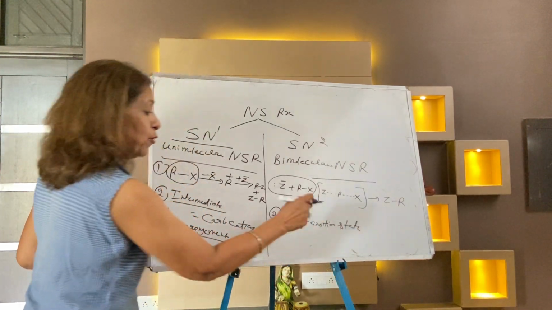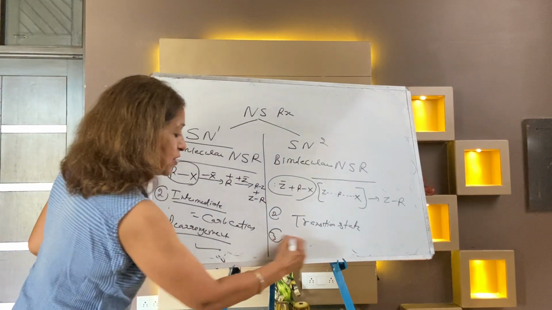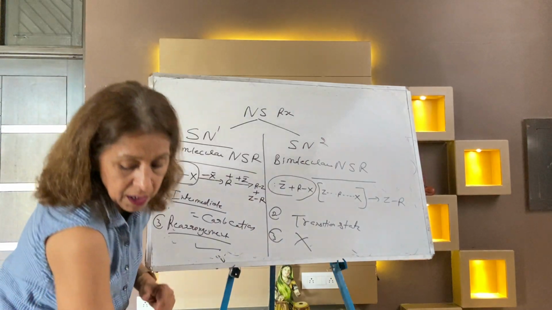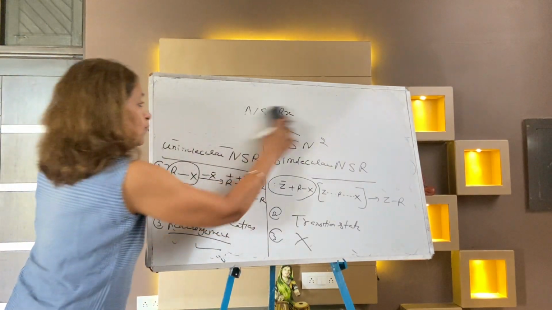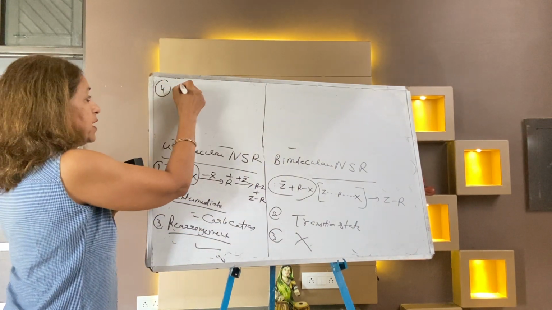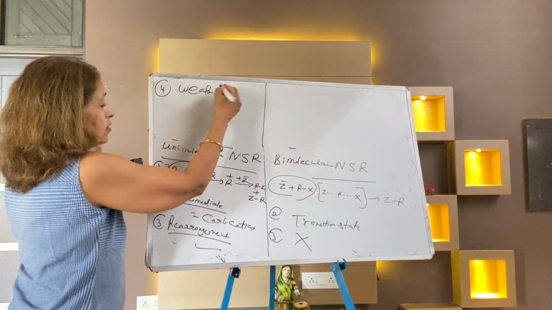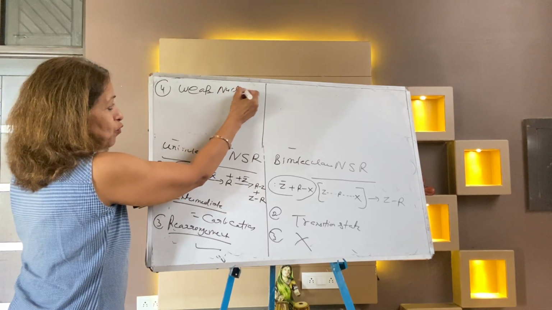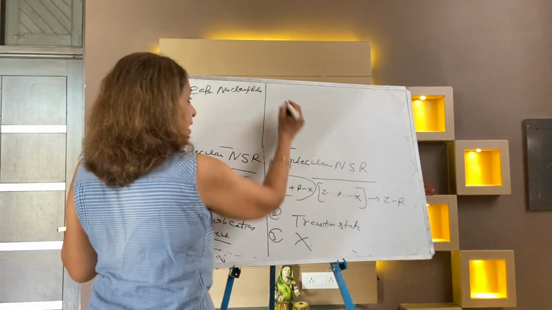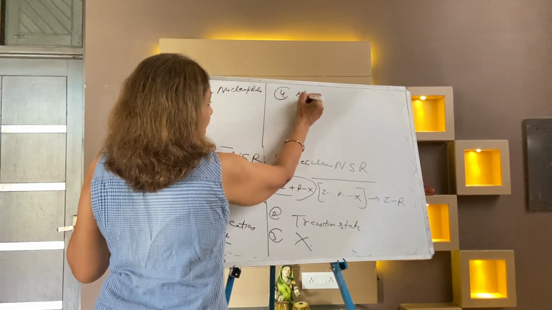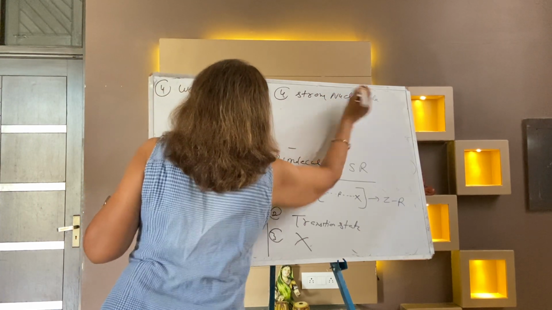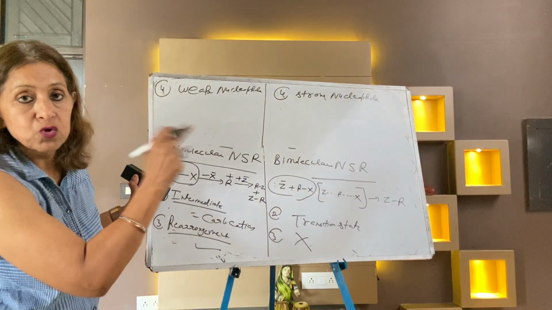Transition state, no carbocation formed, and there is no rearrangement, no ring expansion takes place. Write down number four, the fourth difference between SN1 and SN2. In SN1, even a weak nucleophile works because there is a push by the Z to the X. In SN2, a very strong nucleophile is required.